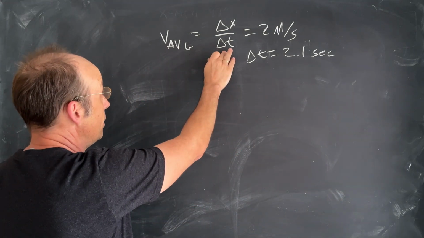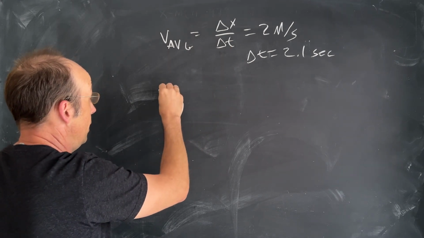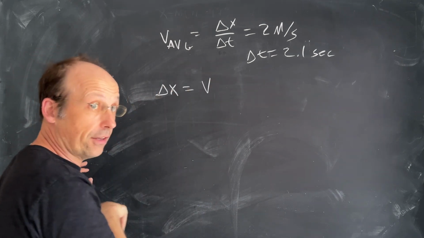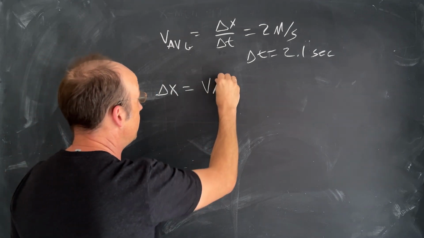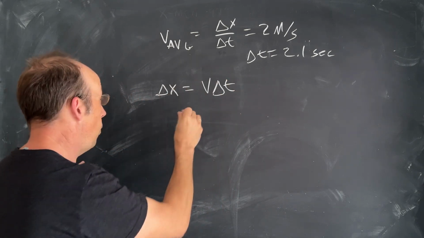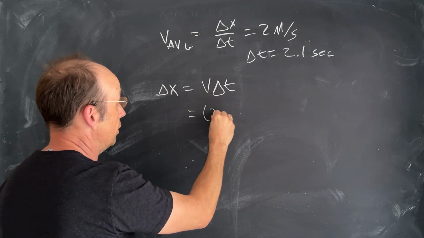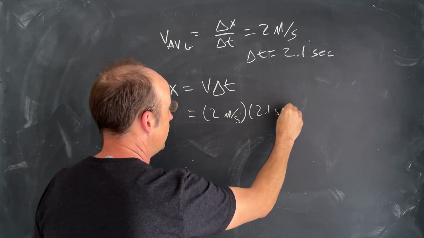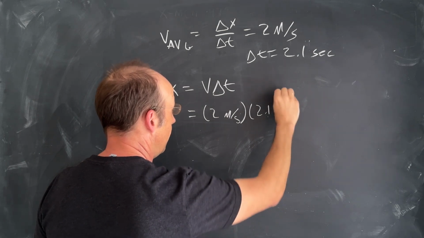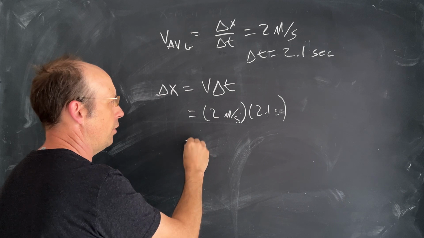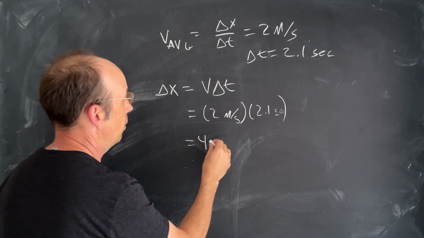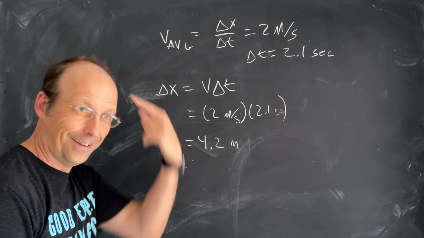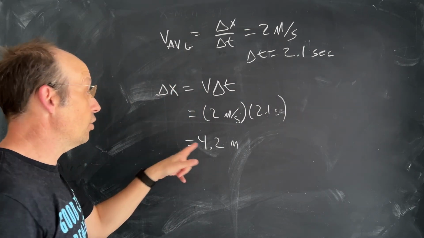If I take this equation and multiply both sides by delta t, I get delta x equals v, I'm just going to write it as v because it's not changing, times delta t. And we can calculate that. I know the velocity is 2 meters per second. The time is 2.1 seconds. And you'll notice that the units cancel, and I do get 4.2 meters. 4.2. Okay.